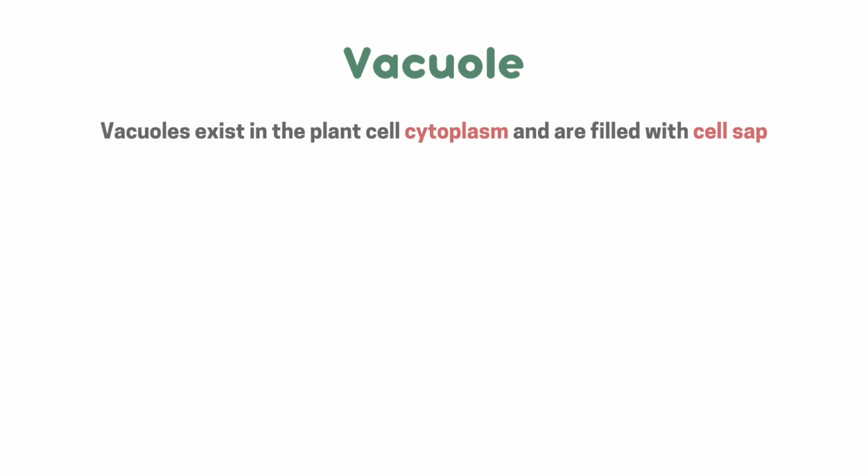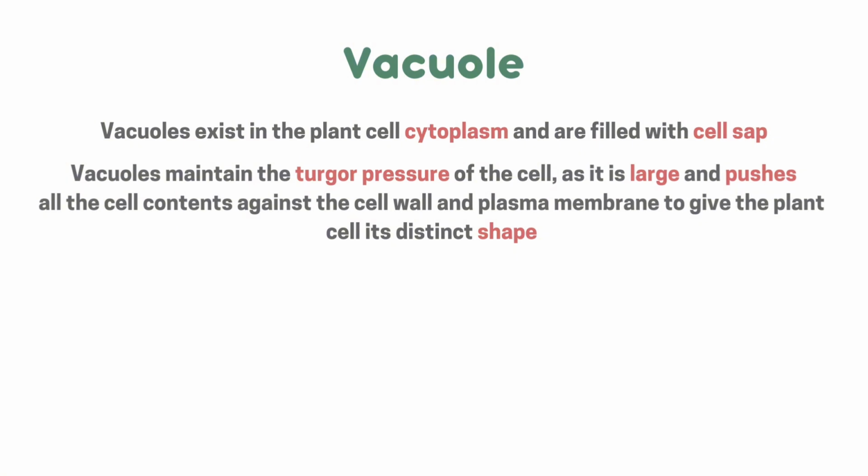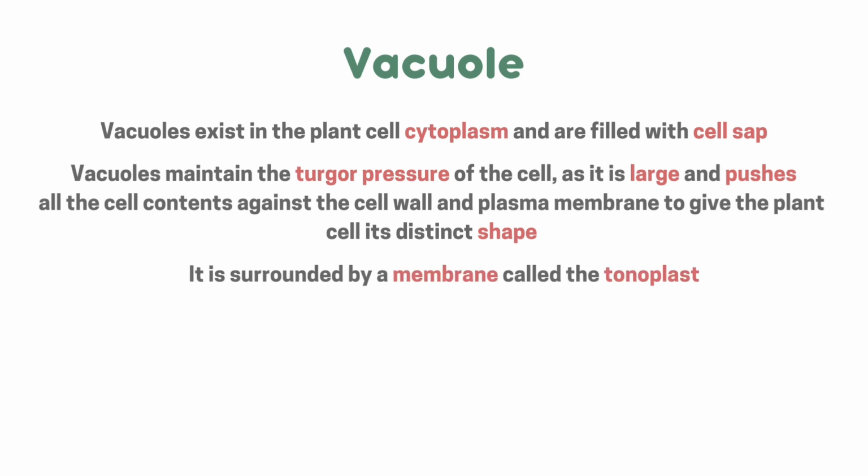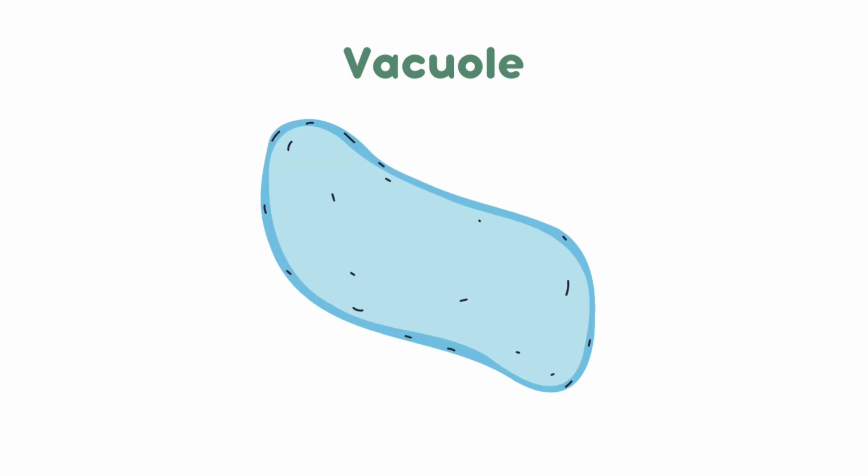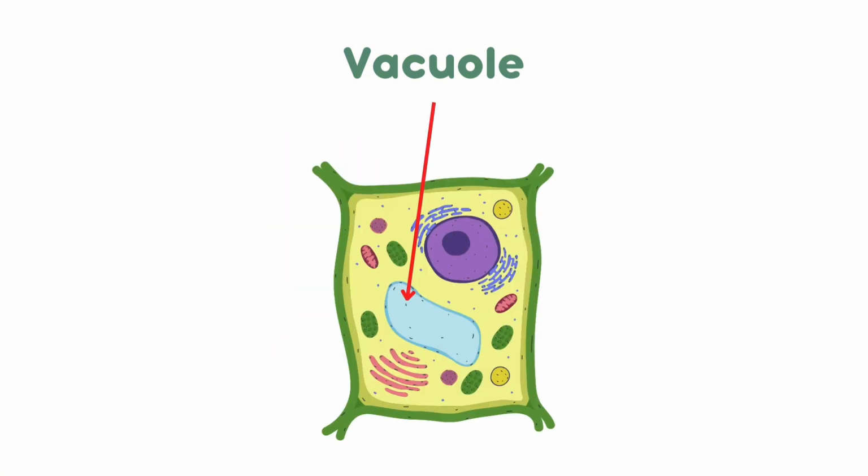Vacuoles exist in the plant cell cytoplasm and are filled with cell sap. Vacuoles maintain the turgor pressure of the cell as it is large and pushes all the cell contents against the cell wall and plasma membrane to give the plant cell its succinct shape. It is surrounded by a membrane called the tonoplast. Here is a vacuole with the tonoplast membrane and a cell sap. Here is the vacuole in a plant cell.